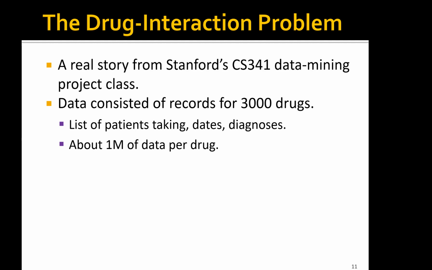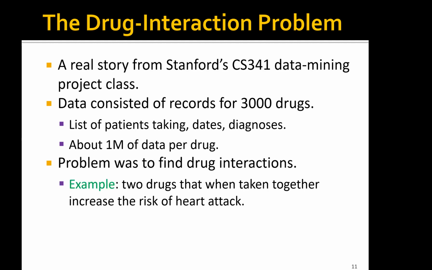By the way, they had lots of data, and for each drug, a period of 20 years: the patients that took the drugs, when they took them, what diagnoses were made, what conditions the patient suffered, and so on. Now, of course, it varied by drug, but on average, a drug had about a megabyte of data associated with it. So the total data set was 3 gigabytes. That's not all that much these days, but it's not insubstantial.